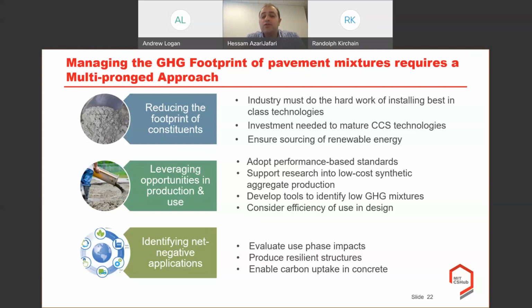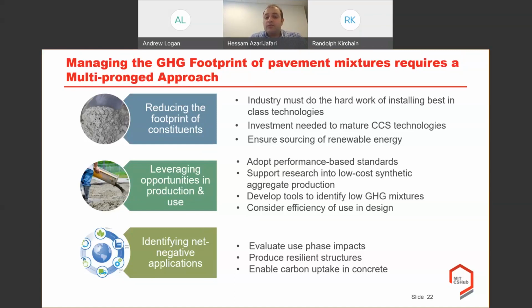And we also need to ensure the sourcing of renewable energy, both for heating and for electricity. Heating is important for the asphalt industry, and therefore it should be included in these projections. And performance-based standards, we see some recent good efforts of developing new ASTM standards for hydraulic cement and, for example, supplementary cementitious materials. But we definitely need to go further, and we have to have performance-based standards for the whole mixture as well.